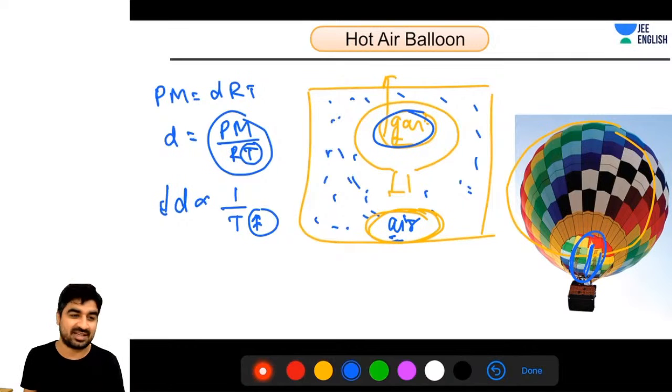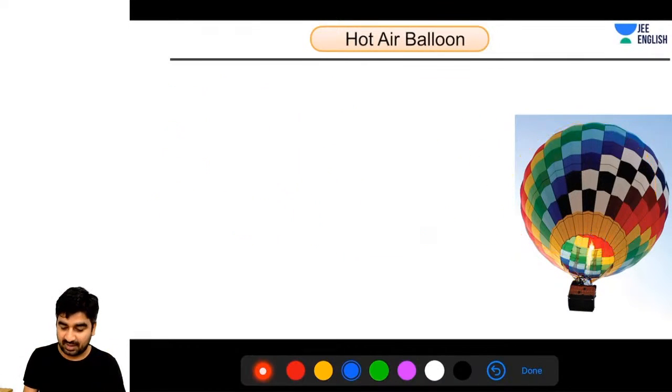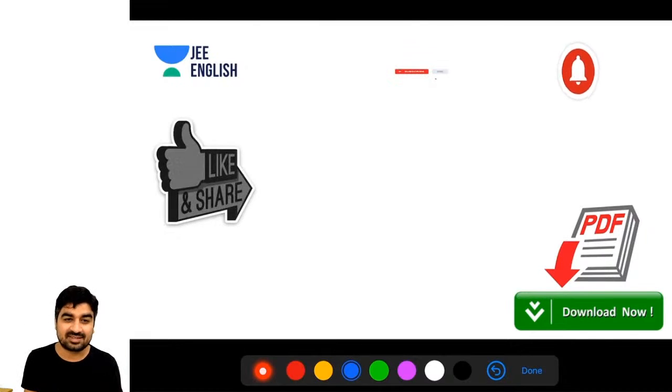Why do you guys burn it? Why do you guys need fire, right? So guys, this is all about today's session. Yes, and this was about how a hot air balloon works, and it has a relationship with physics as well.